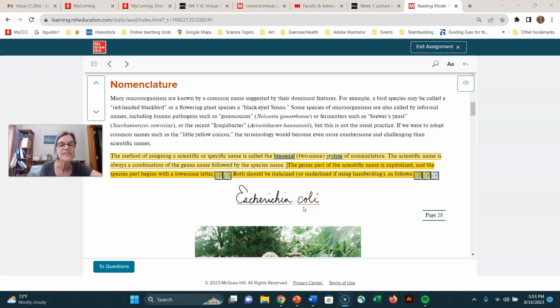Now, these names don't just pop up randomly. They don't just pull one out of a hat. It turned out a guy named Escherich discovered Escherichia coli, so it was named after him. And he found it in the colon of people, so they kind of Latinized colon and put coli.